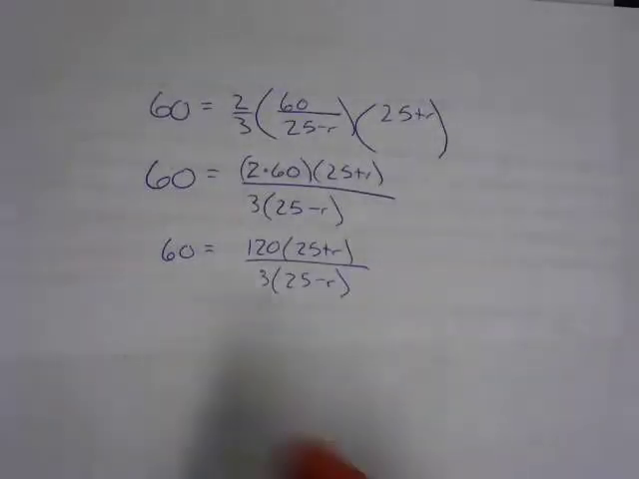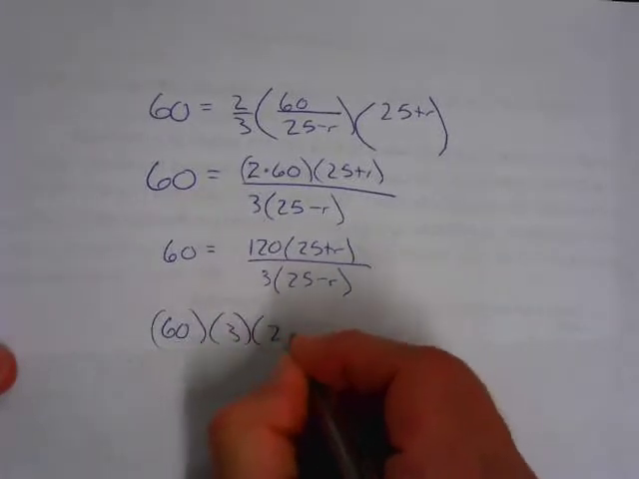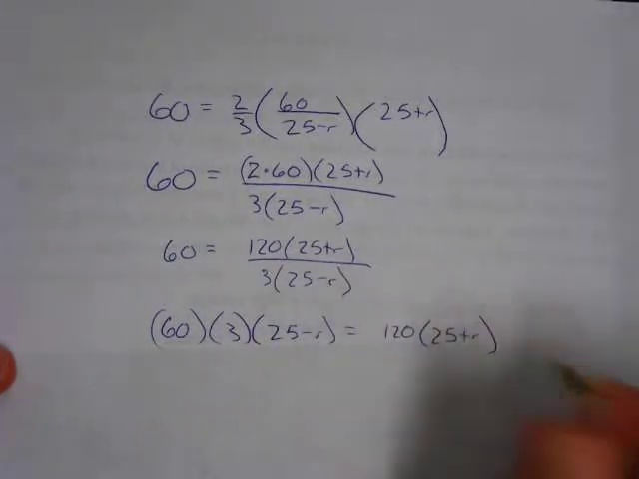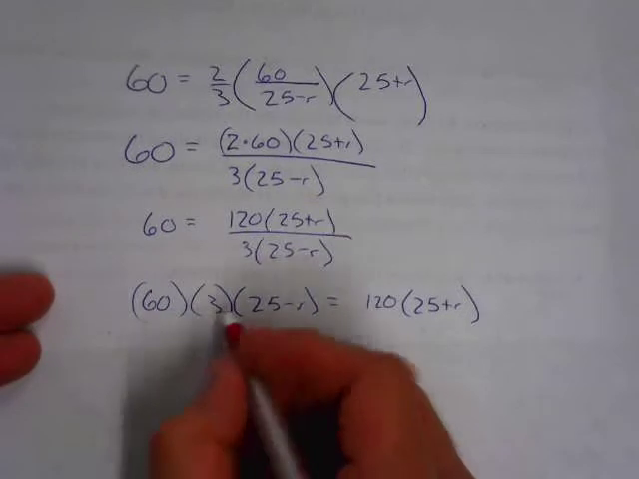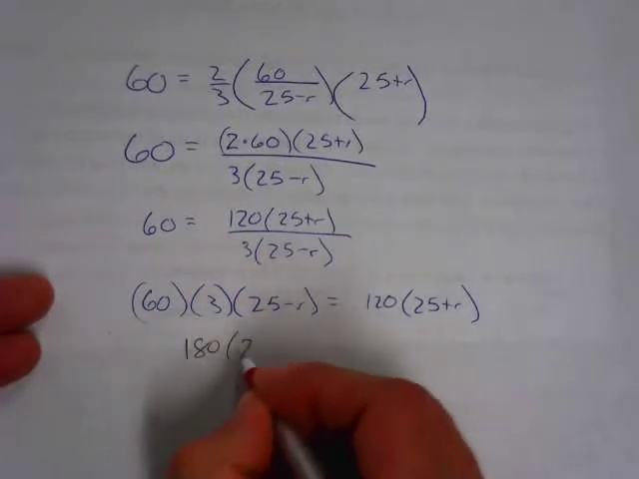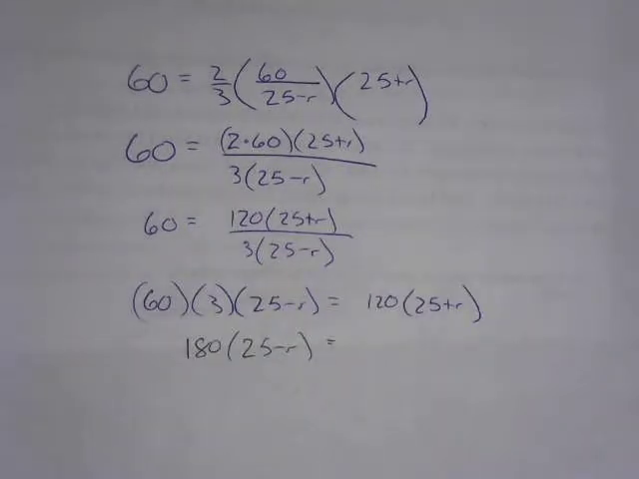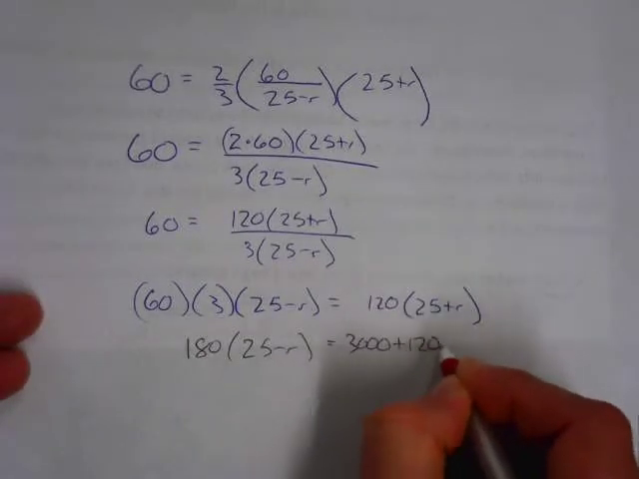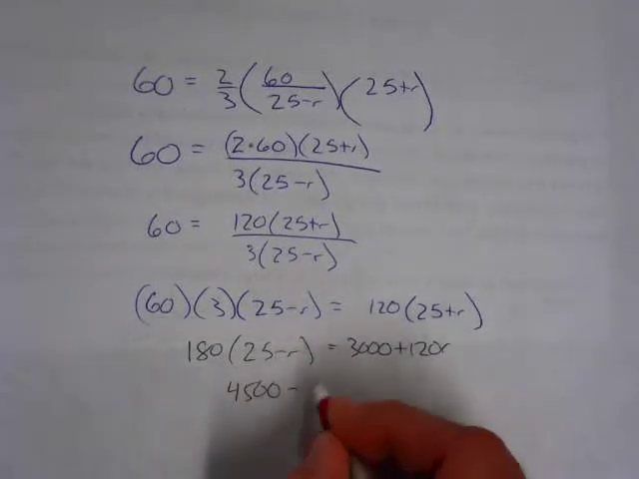Now I'm going to cross multiply and call it a day. So I'd have 60 times 3 times 25 minus R, and that would be equal to 120 times 25 plus R. The rest is just multiplying out. I'm going to do this slow. 60 times 3, 180, times 25 minus R. And then I can start simplifying the right-hand side as well. 120 times 25, 3,000, plus 120R. Now I can simplify the left-hand side. 180 times 25, 4,500, minus 180R.